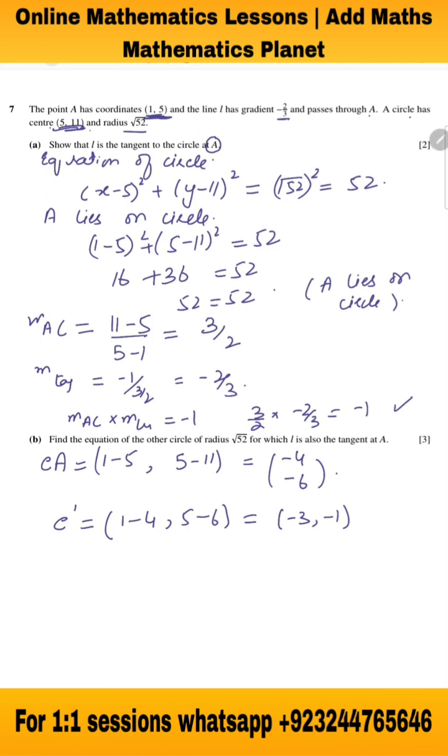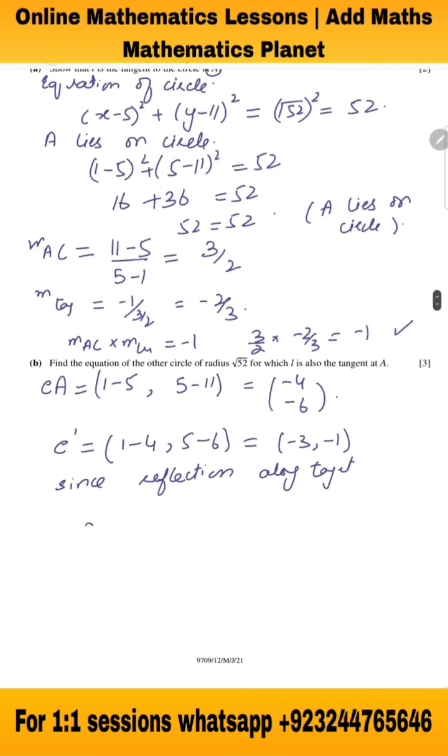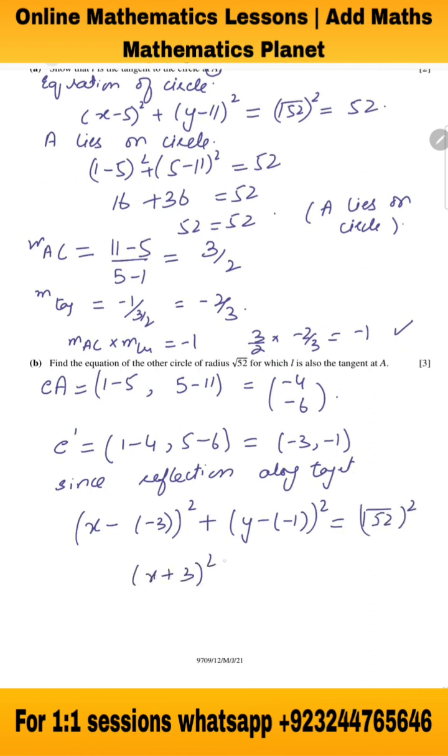So since there is a reflection along the tangent, A is the midpoint of CC dash. So it would be (x minus 3) whole square plus (y minus 1) whole square, which is equal to (square root 52) whole square. So (x plus 3) whole square plus (y plus 1) whole square is equal to 52.